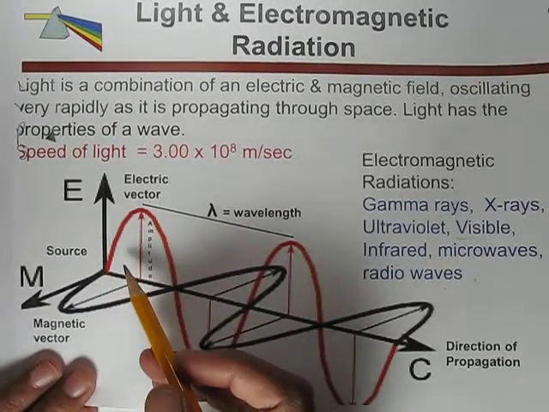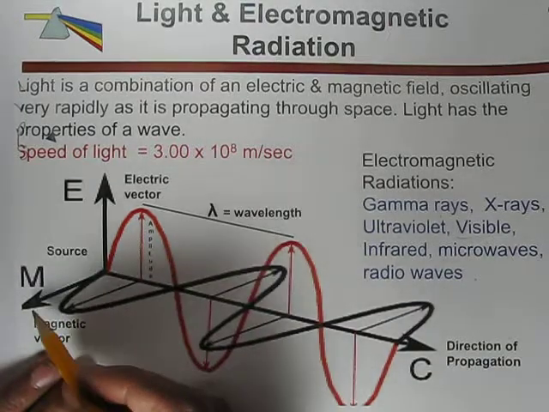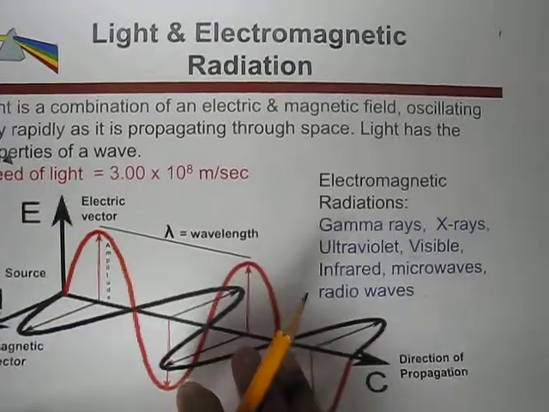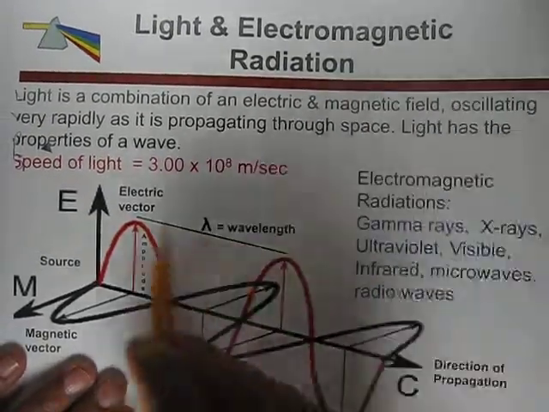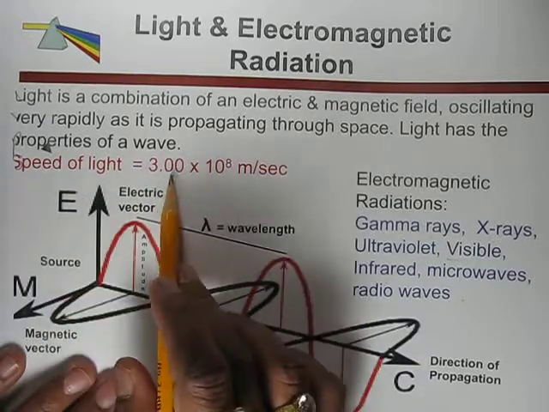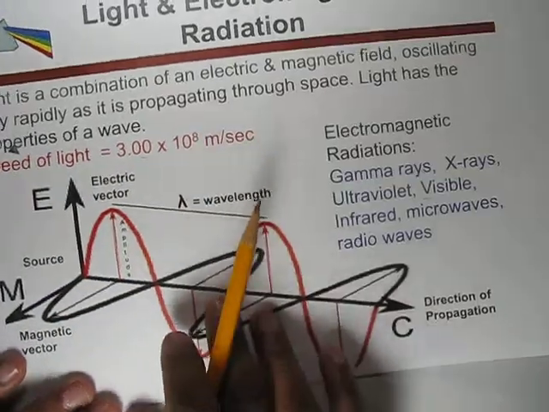They are called electromagnetic waves, and they have two components, electric waves as well as magnetic waves. And they move with the same speed, the speed of light, which is 3.00 times 10 to the power 8 meters per second, which is very high.